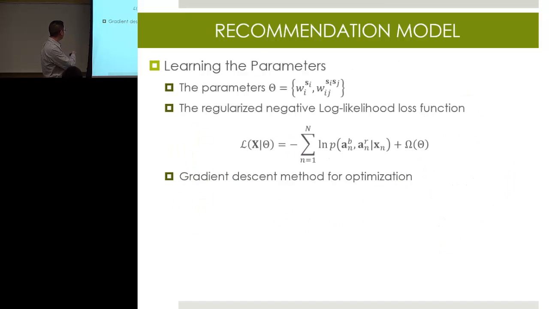Based on the supergraph, you can learn the parameters from the training data. This is quite trivial, right? You just need to minimize the regularized negative log likelihood, and of course you can impose different regularization on the parameters. But the optimization process is quite easy because this is quite conventional. You just use the gradient method and you can obtain the parameters.